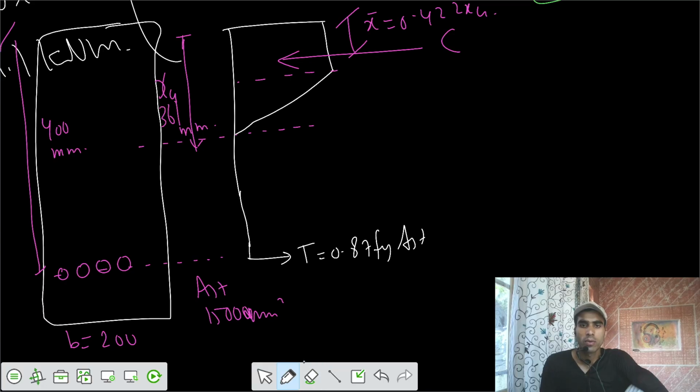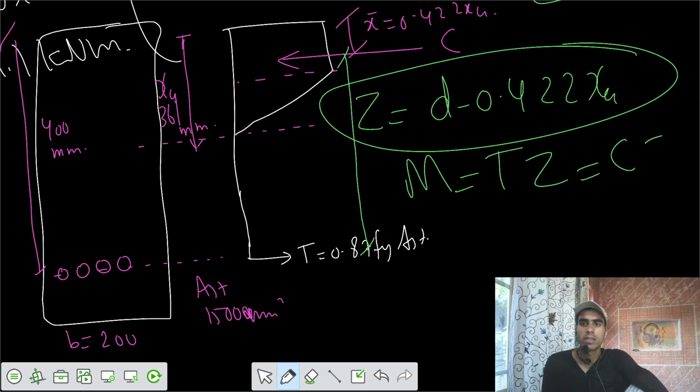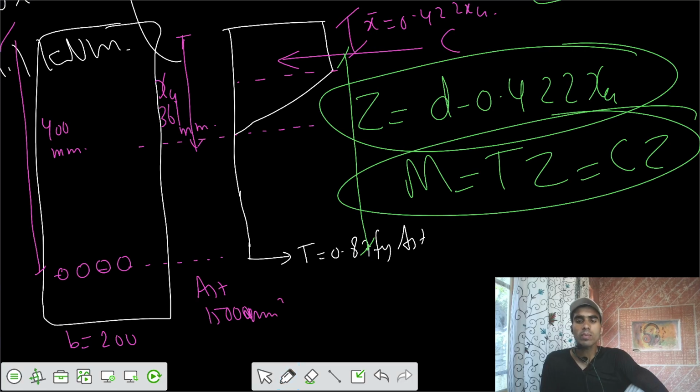The lever arm is the difference between the CG of the C force and the CG of the T force. This is our lever arm, called Z, which is d minus 0.422 xu. The moment of resistance can be solved either as T into Z, or as C into Z. So that's your moment of resistance. That was the end of the problems related to singly reinforced beams.